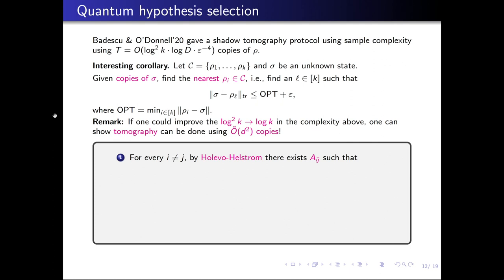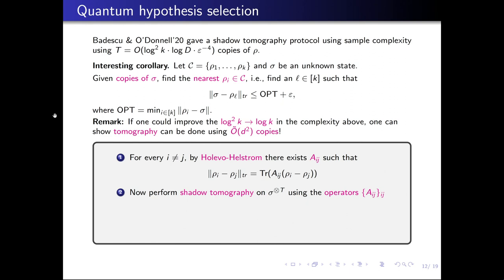So we know that for every i not equal to j, by Holevo-Helstrom, there exists an A_ij such that the trace of A_ij times (rho_i minus rho_j) is equal to the trace norm. We know such an operator exists by the definition of the trace norm. And you could have just applied this A_ij onto the unknown rho_i or rho_j and distinguished it with probability exactly equal to the trace norm plus half.